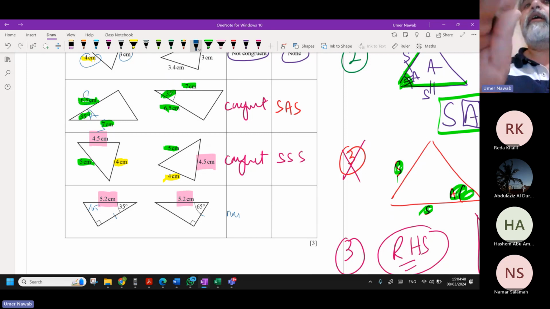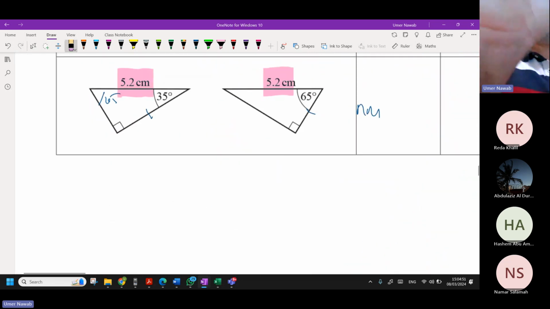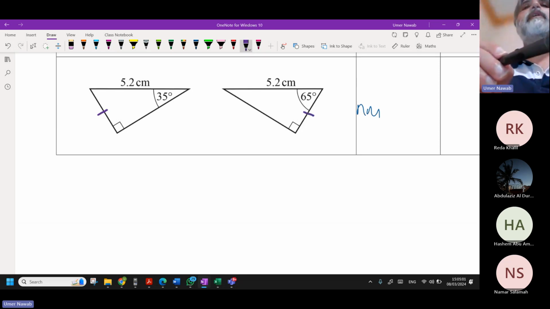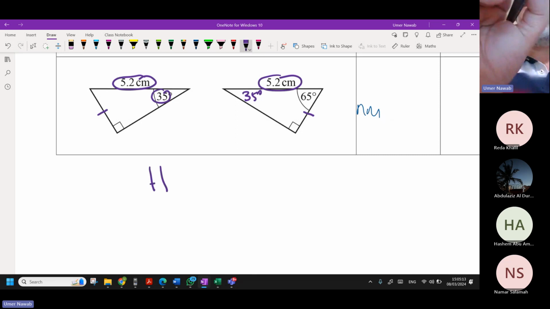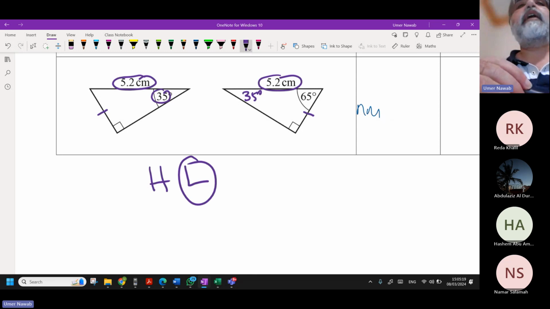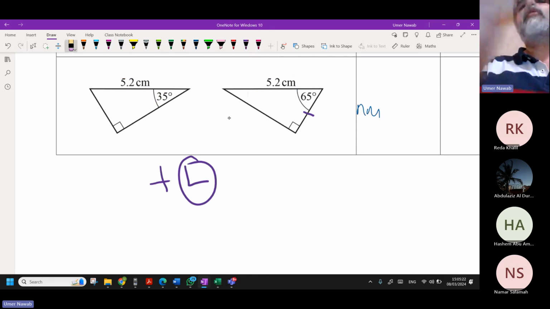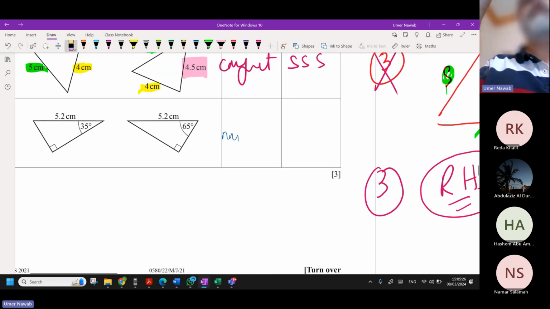Do you understand the rule which I have told you? He must have told us that one of the shorter sides is equal. He should say that this side is equal to this side. But he did not say. I know this is 35. This is also 35, guys. But my question is, is it enough that the hypotenuses are equal? No, one hypotenuse and one side has to be equal for the HL property. The side has to be equal. He didn't say, he put the angles equal. So they are not congruent. Don't try to say that this is congruent. No, this is non-congruent.